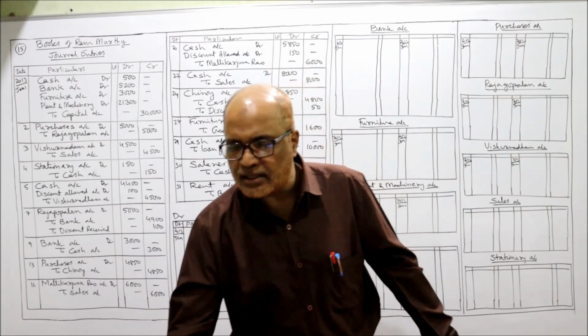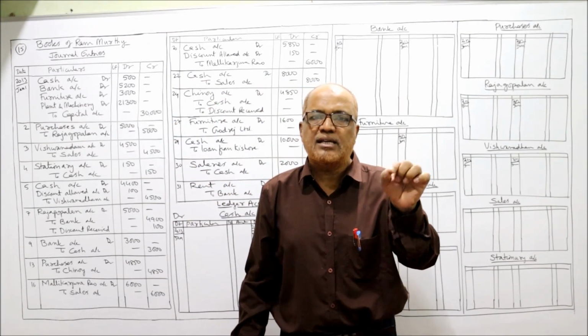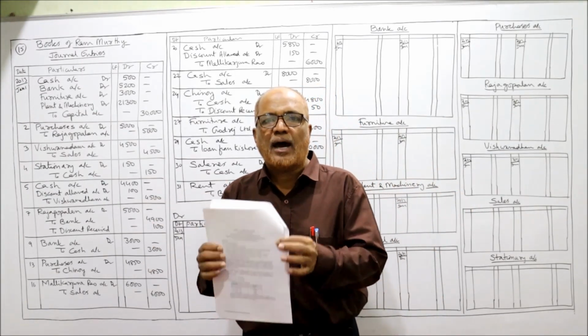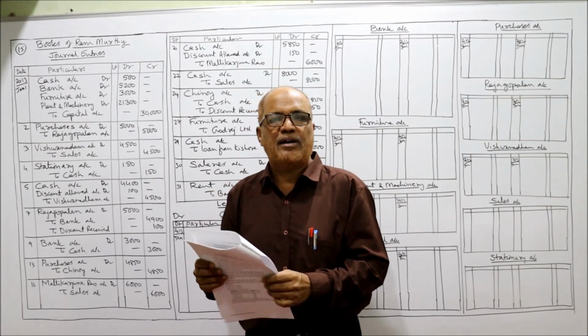So now I'm going to start the 15th problem, and this is the last problem on journal entries and ledger accounts. So before starting the problem, I expect my viewers to have a printout of the problems which are given in the link under my description.